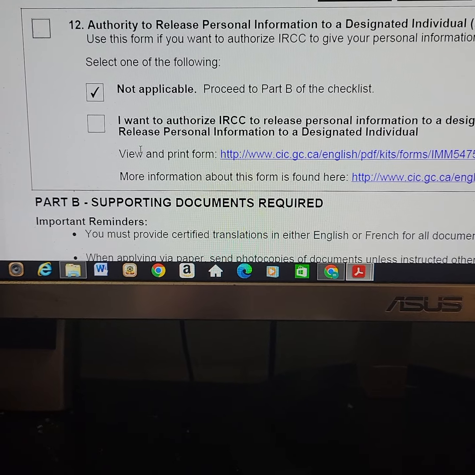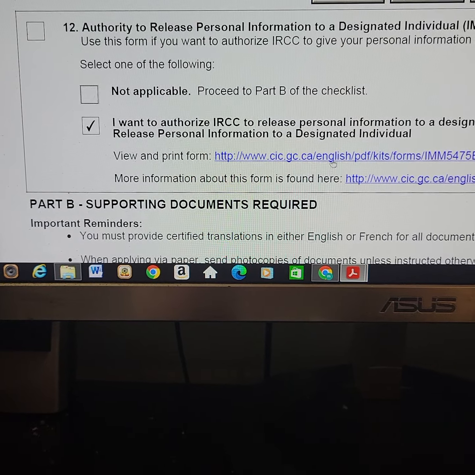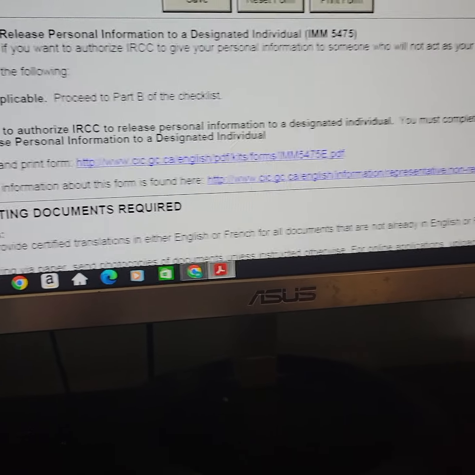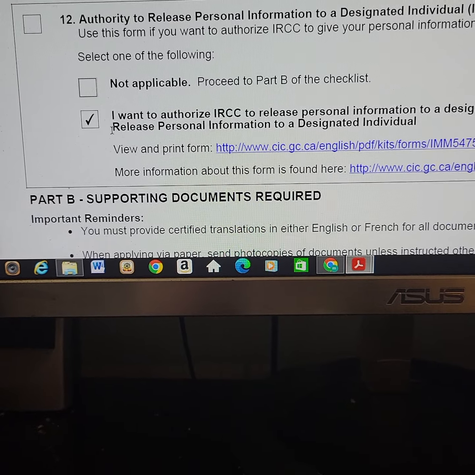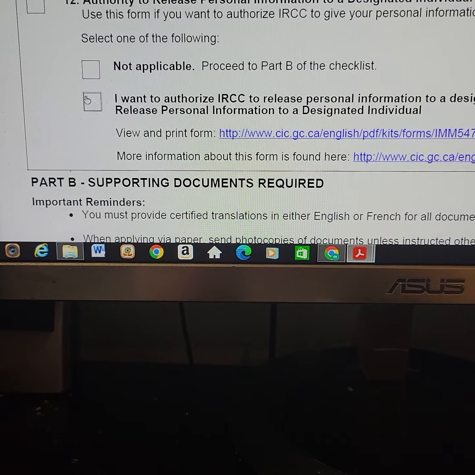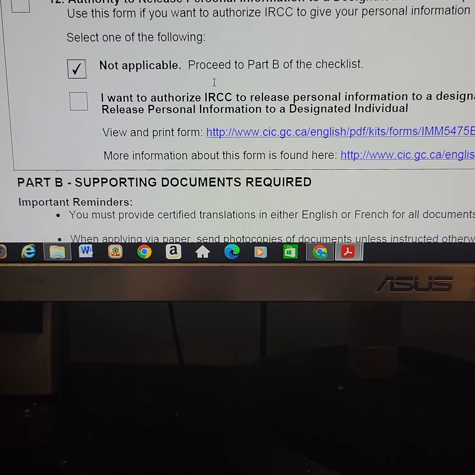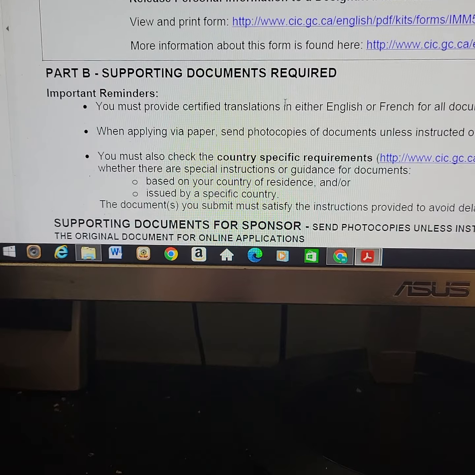If you want, then obviously you check off this one instead of this one, and you fill out the form 5475, okay? And you put the information of your friend or family member, whoever you want them to, know what's going on with your papers, okay?